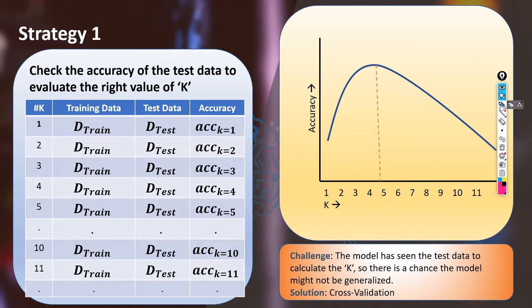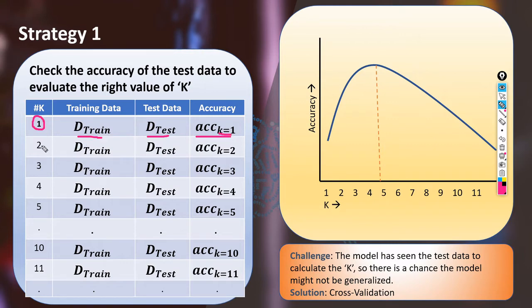Strategy one: in the last video we saw that when we have a whole data set, we have to split it into train and test, Dtrain and Dtest. I gave you the reason why it is so important. So one strategy would be to pick a value of k as 1, train using Dtrain and test using Dtest, and you will get some percentage of accuracy, the accuracy at k equals 1.